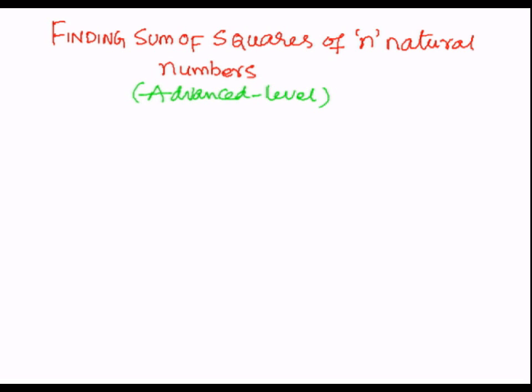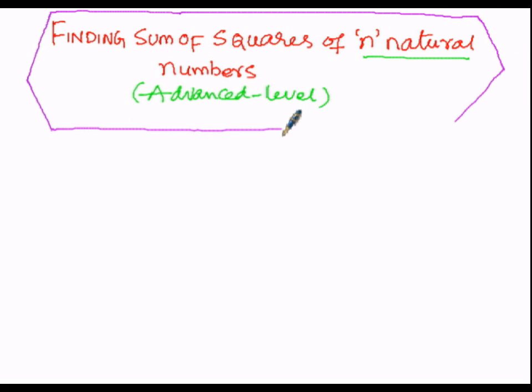So here, natural numbers: the least natural number is 1, and the natural number set consists of 1, 2, 3 and so on up to n. Then the squares of those n natural numbers will be given by 1 square, 2 square, 3 square and so on up to n square. So then the sum of those squares of n natural numbers will be given by 1 square plus 2 square plus and so on up to n square. So here we are going to find out the sum of those squares of n natural numbers.